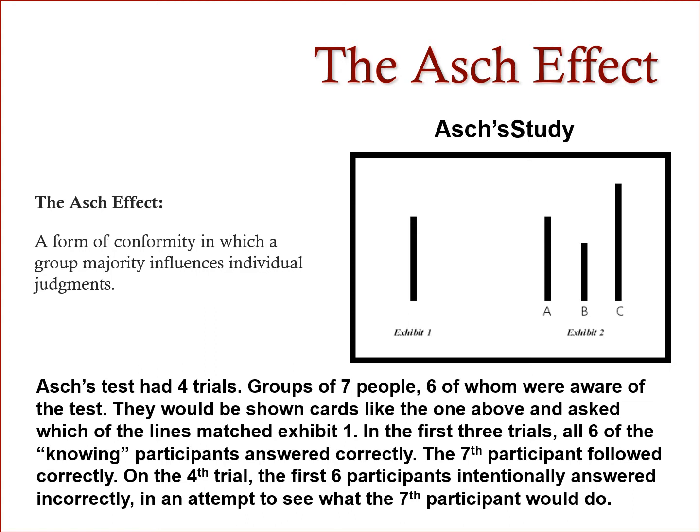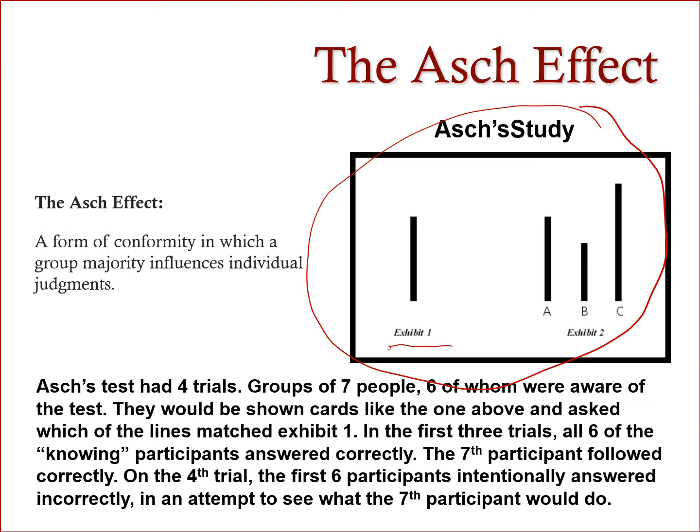And then they were shown a card that looked like this, right? So you see this black card right here. They were shown a card like this. 6 people were aware of what was going on, and the one person wasn't. And they would ask them, so you have Exhibit 1 right here. Which one, A, B, or C, matches Exhibit 1? And they would do like the 3 trials, and they would all get it right. Well, on the 4th trial, everyone would say the wrong answer, right? So even though they know it was A, they would all say, let's say B.